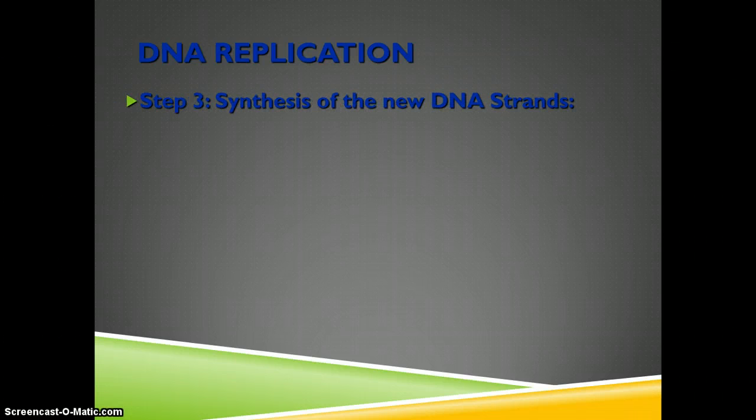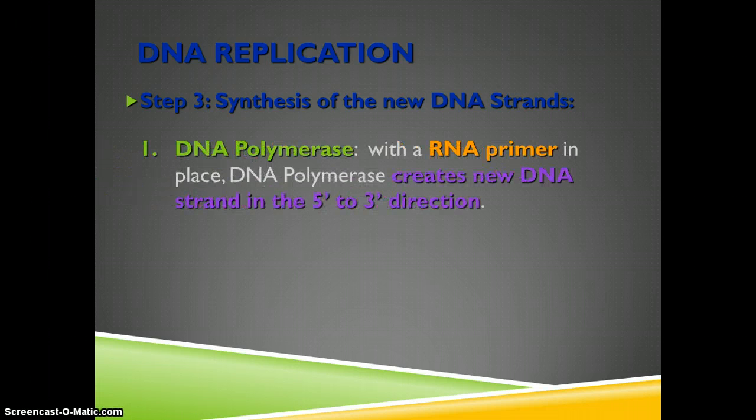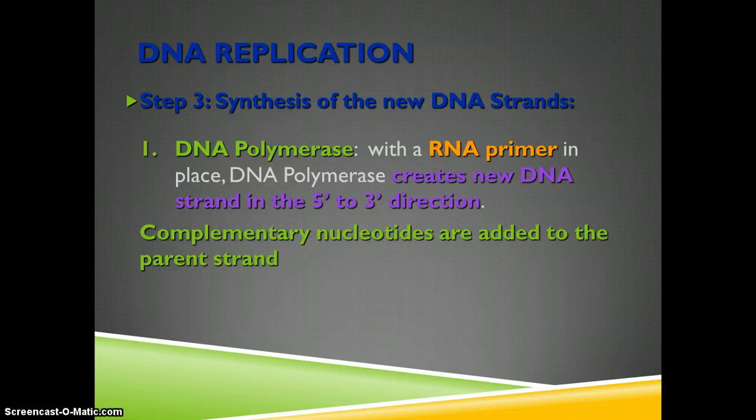The next step is the actual replication of the DNA. An enzyme called DNA polymerase attaches itself to the RNA primer and begins to attach free nucleotides in the 5' to 3' direction. DNA polymerase doesn't just add any nucleotides as it travels down the DNA. It attaches complementary nucleotides. So where there's an A in the original parent strand, a T is added to the newly synthesized DNA strand. C's are added to G's, and vice versa.